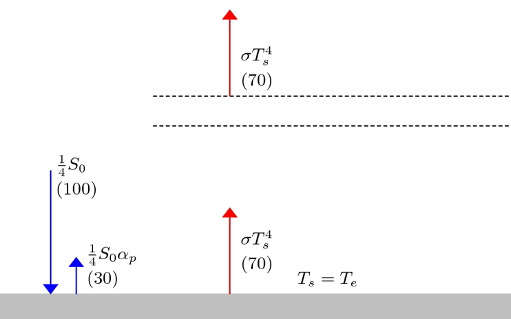Thus, the ratio of T_A to T_S is independent of ε: T_A = T_S / 2^(1/4) = T_S / 1.189. Thus T_A can be expressed in terms of T_S, and a solution is obtained for T_S in terms of the model input parameters: (1/4)S_0(1 − α_p) = (1 − ε/2)σT_S^4.